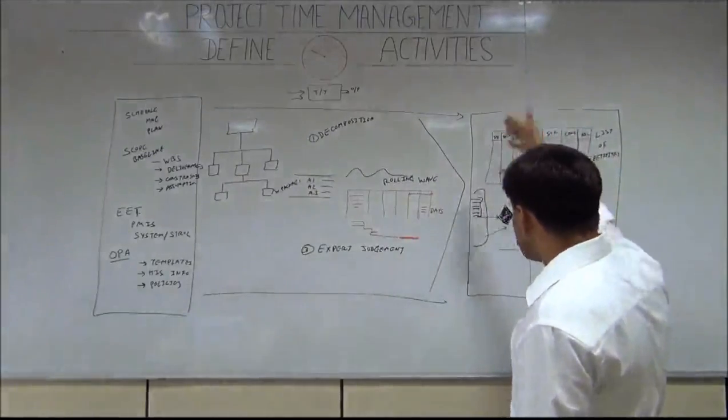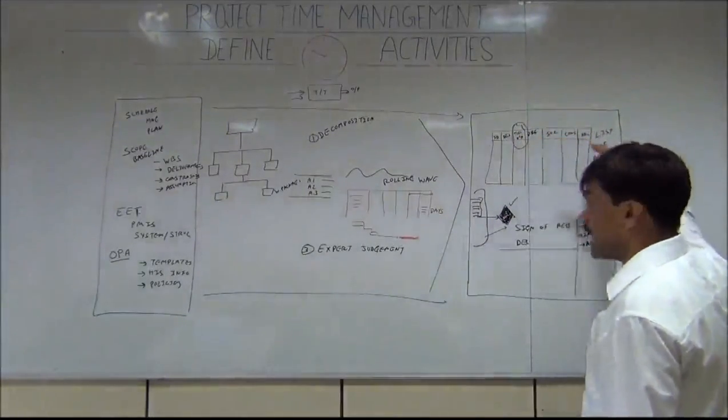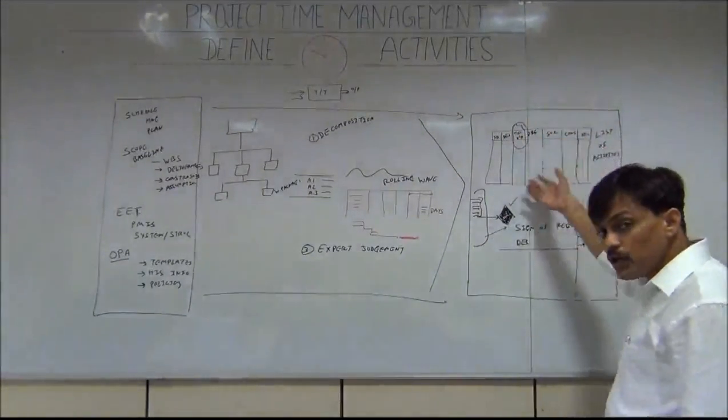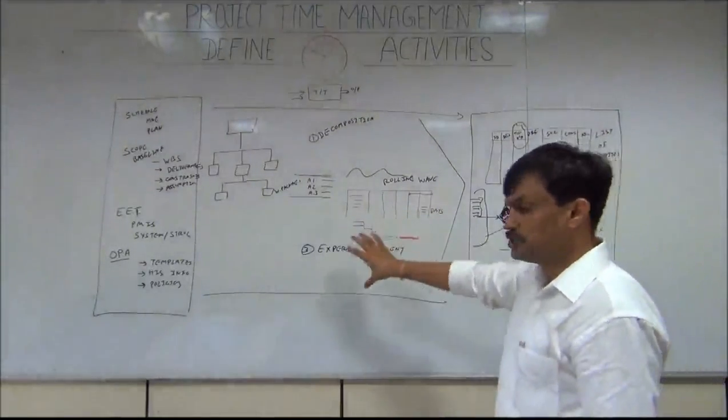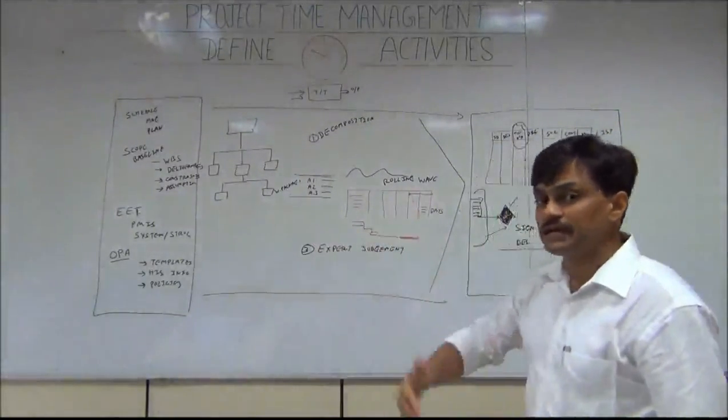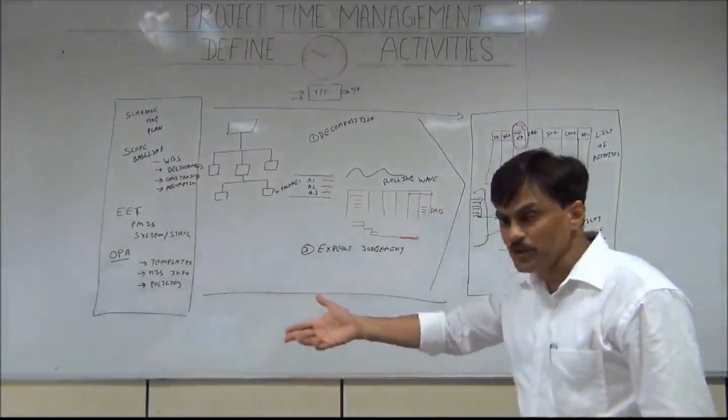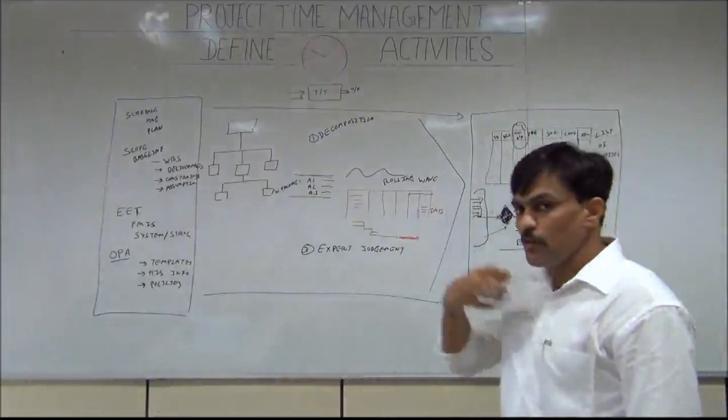An activity list is further identified on the basis of attributes. All these attributes may not get filled when we are in this particular process, but as we get further in our time management process, these attributes will get populated.